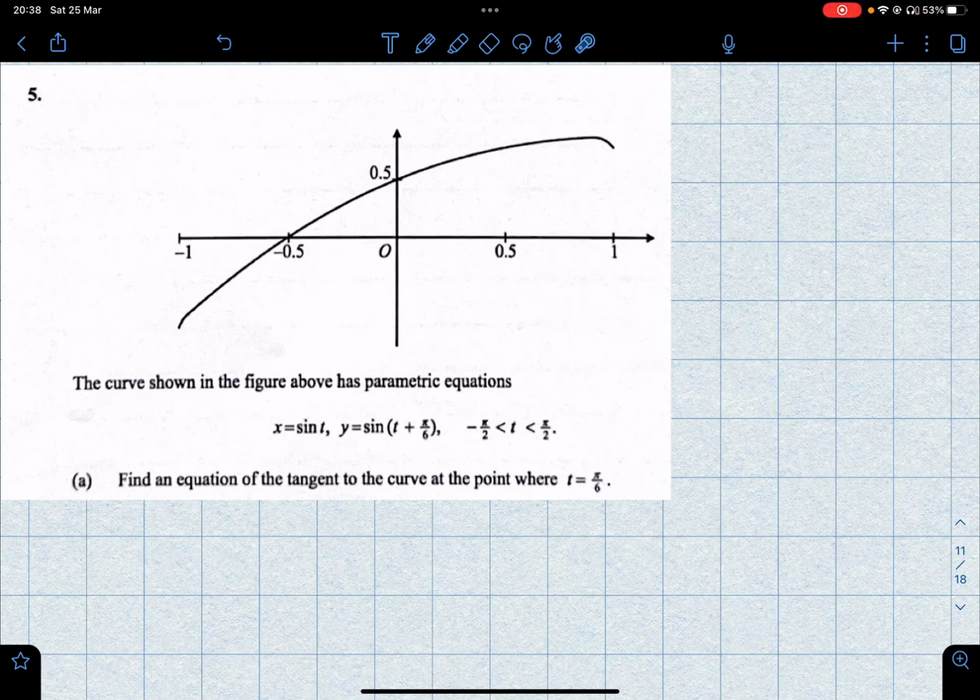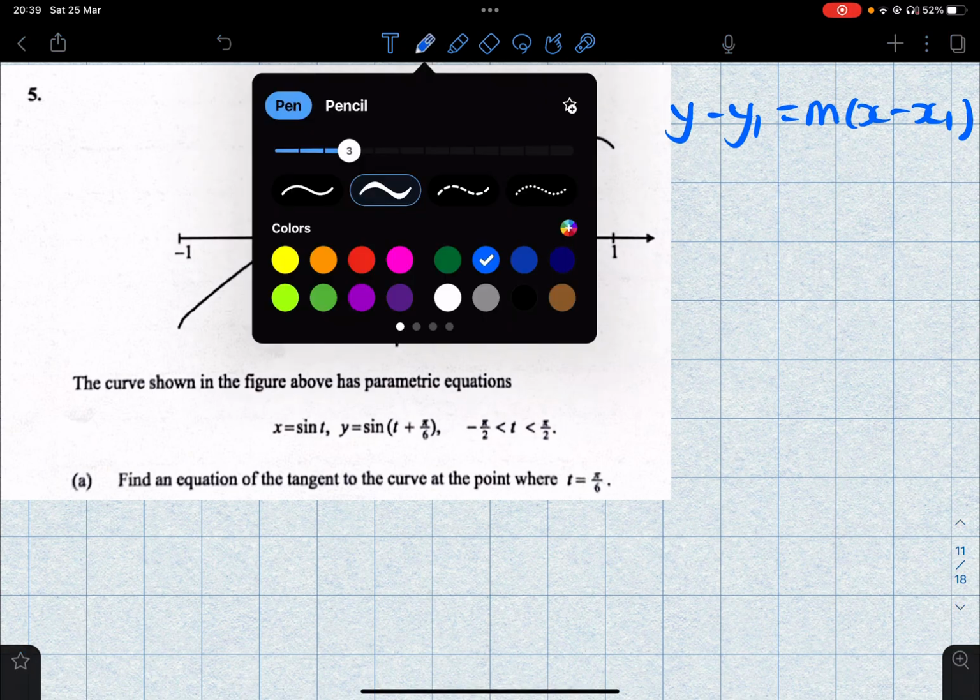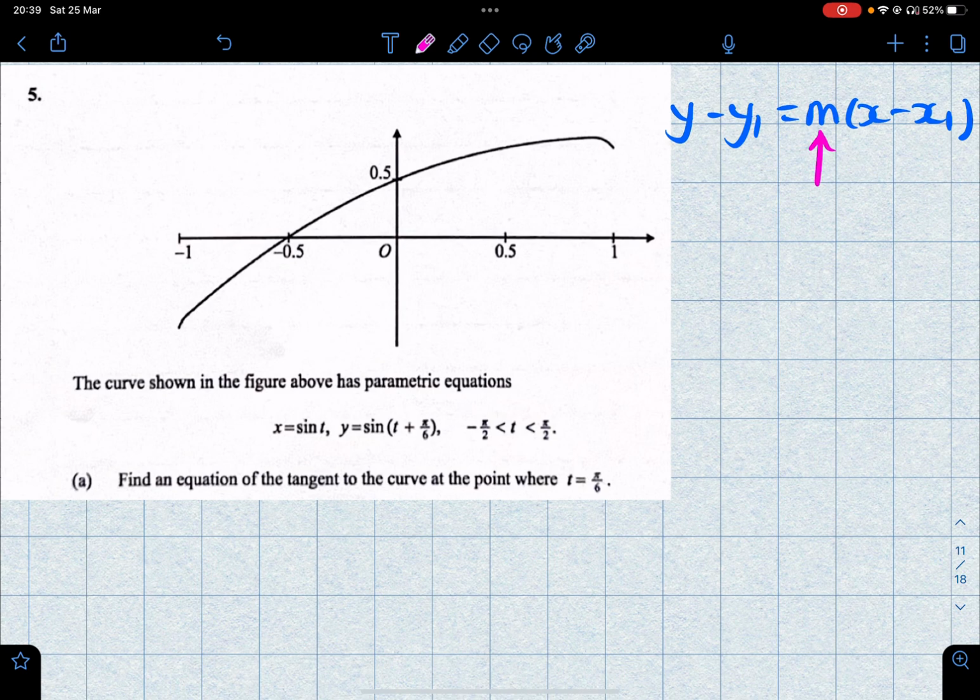So here we have a parametric equation with x defined in terms of t, y defined in terms of t, but y not defined in terms of x. And they want the equation for the tangent. Now the equation for any line is y minus y1 equals m(x minus x1). And to find m, if it's a tangent, then m is equal to dy over dx for the curve.